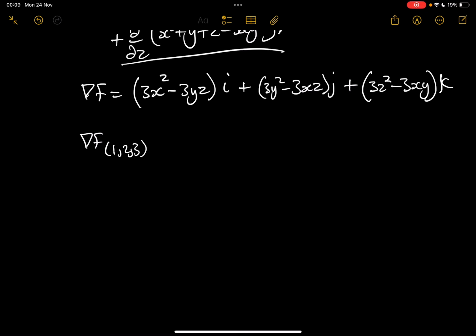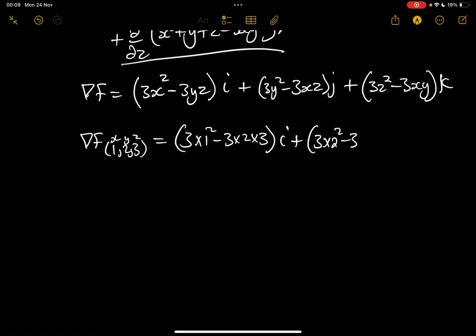So from here, this is going to be 3, what is x? x is 1. What is y? y is 2. What is z? z is 3. This is i, plus 3, what is y? y is 2, minus 3. I'm substituting here now. And then x is 1 here, y is 2, z is 3. Then z is times 3. This is j.